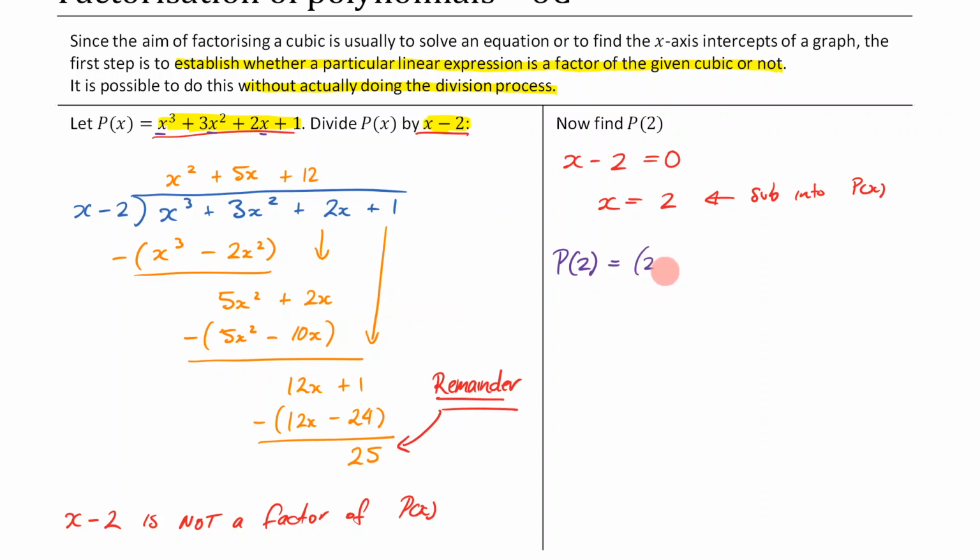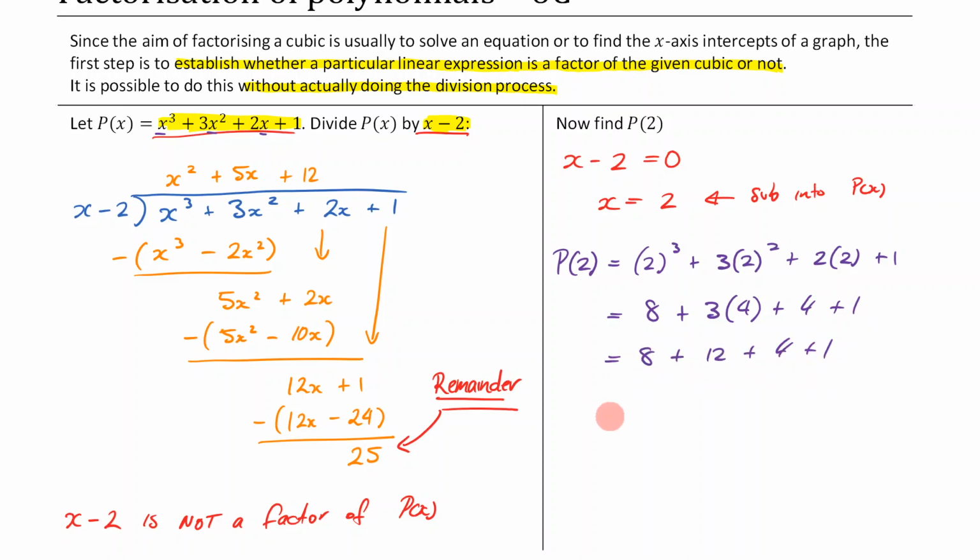So I'm going to get 2 cubed plus 3 times 2 squared plus 2 times 2 plus 1, which is going to be 8 plus 3 times 4, which is 12, plus 4, plus 1. 8 plus 12 is 20, plus 4 is 24, plus 1 is going to be 25. Well, would you look at that? Where does that look familiar from?